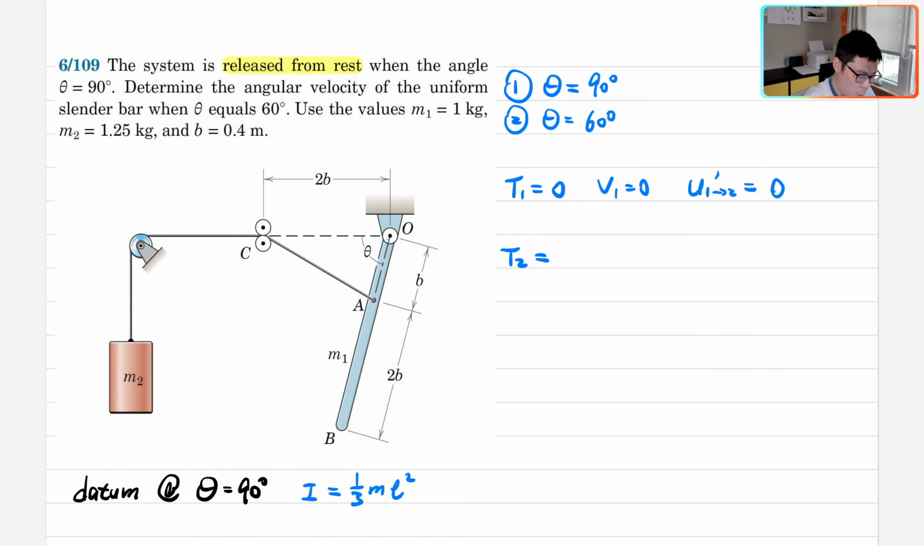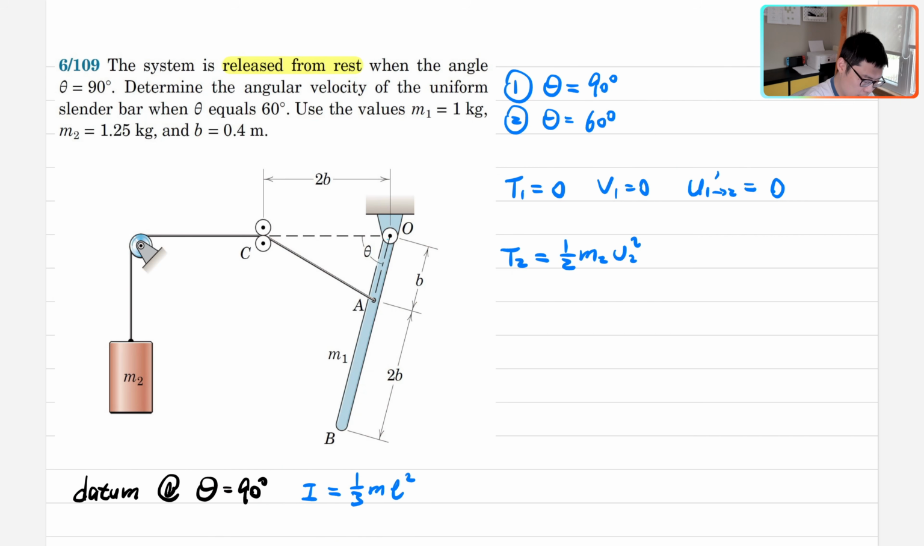Now looking at one at a time. For M2, we'll start with M2 here. M2 was here, right? And then moved to here. Is it translational or rotational? Translational, right? You moved up and down. So for M2, you start with 0 and you end up with an energy, 1/2 M2 V2 squared, at this instant when theta equals 60 degrees.